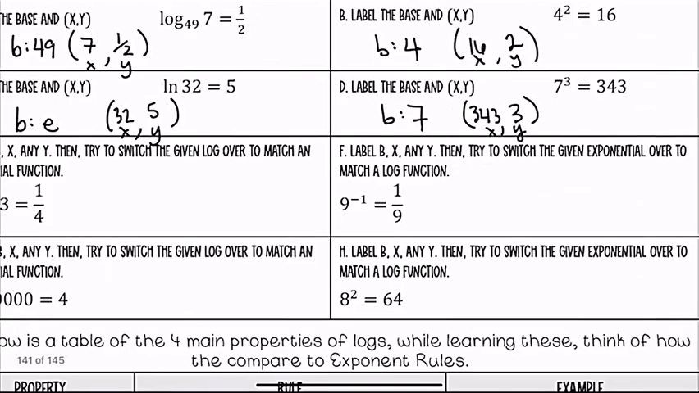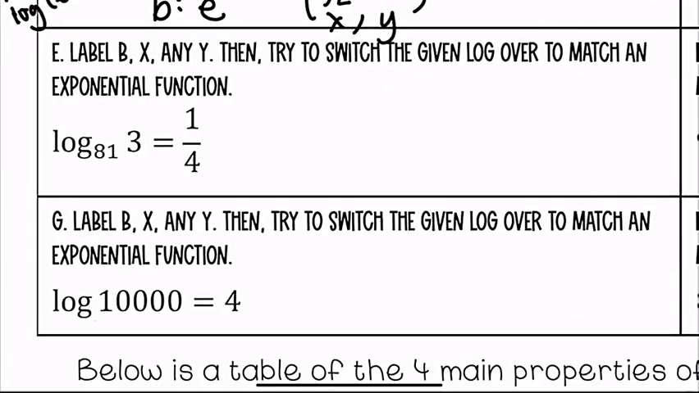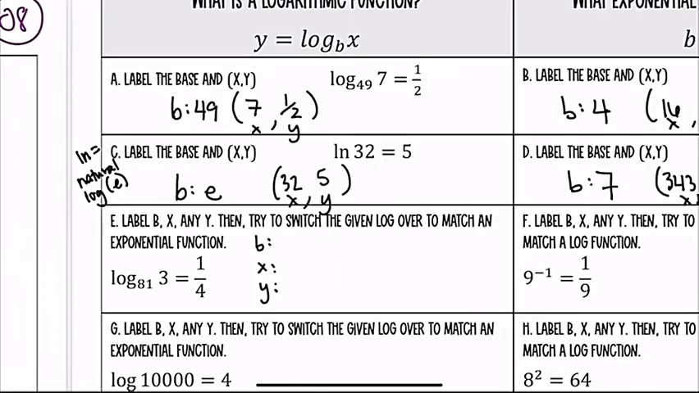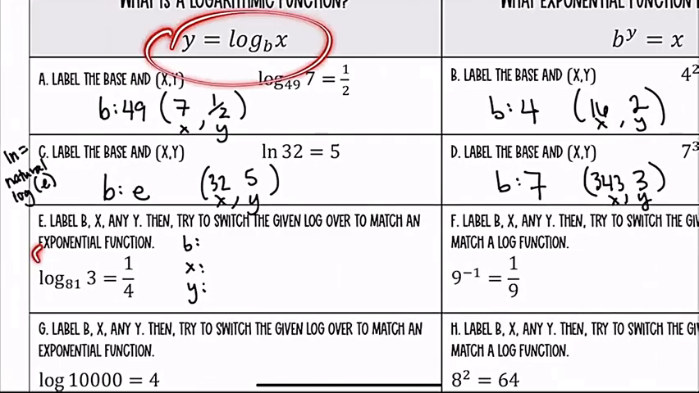Good. The next 4, we're going to practice labeling and then switching. So let's go ahead and just mark it out. I'm going to do it like this so I have some more room. Now, according to here, I'm just going to copy the structure there. You can see the little number here is the b, the base, so our base is 81.